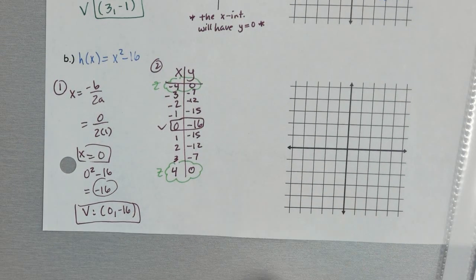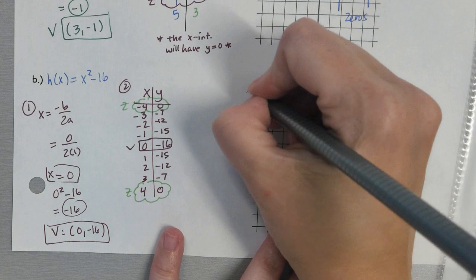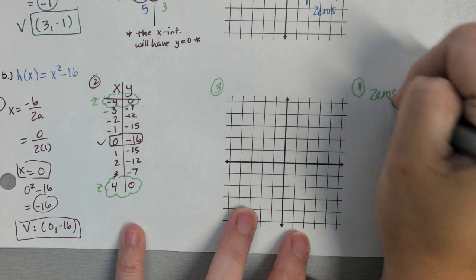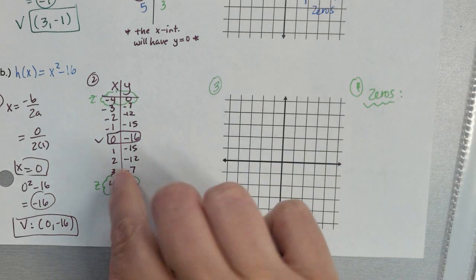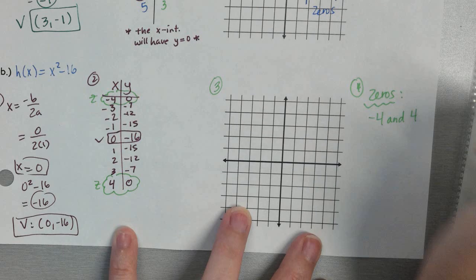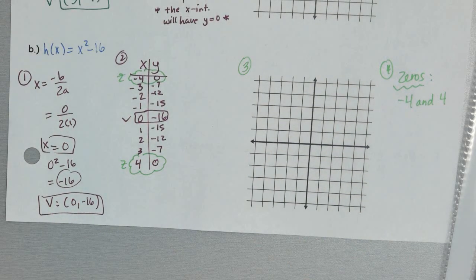Okay, so the directions say to use the graph and a table. That's why I am graphing it. If all it said is to find the zeros, I could just use my chart and I could see, oh, it's negative 4 and 4, right? Those are my zeros. Okay, but I do have to graph it. That's what the directions are asking me to do.